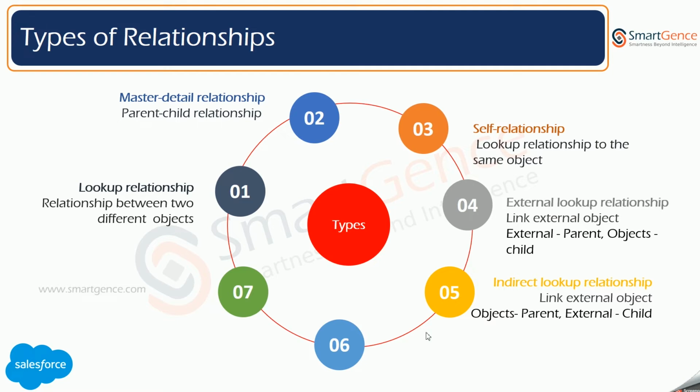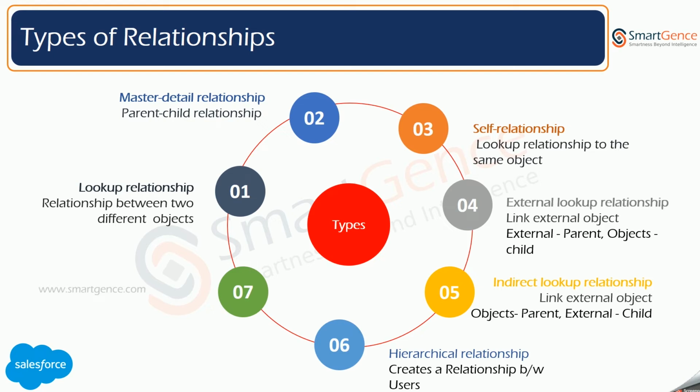Indirect lookup relationship, again, this is used to create relationship with the external object, but there is a slight difference between these two. As you could see over here, in the external lookup, the parent would be the external object, whereas the Salesforce object should be the child. Whereas in indirect lookup relationship, the parent will be the Salesforce object and the external object will be the child. So that is the major difference between the external and indirect lookup relationship.